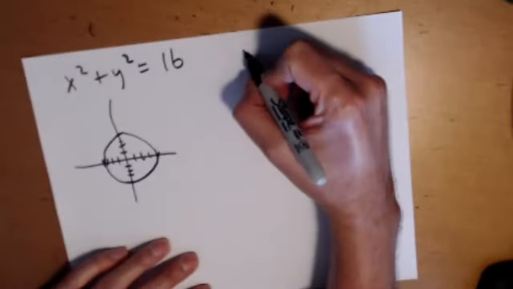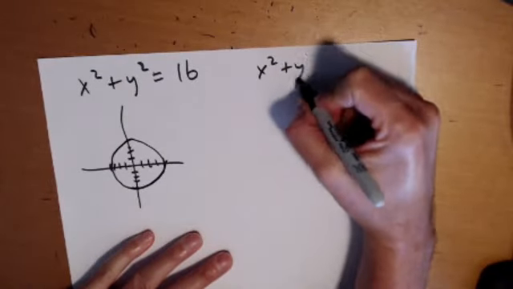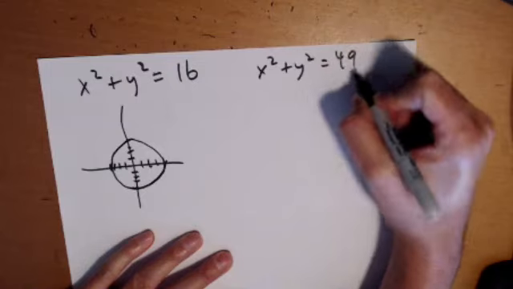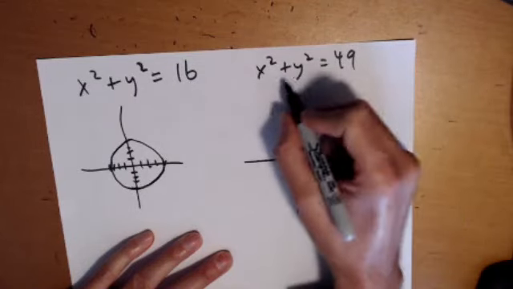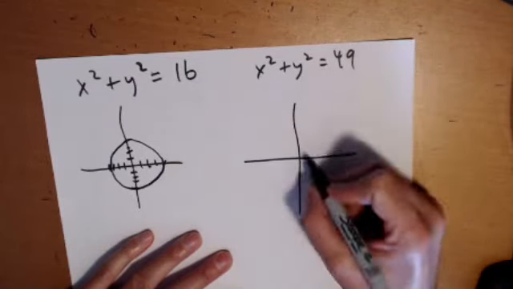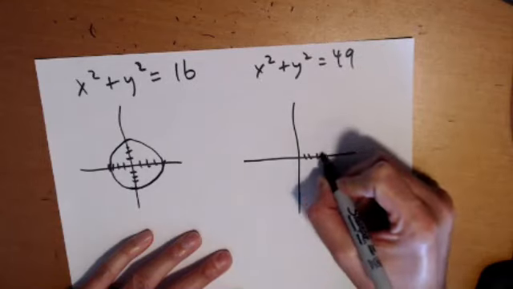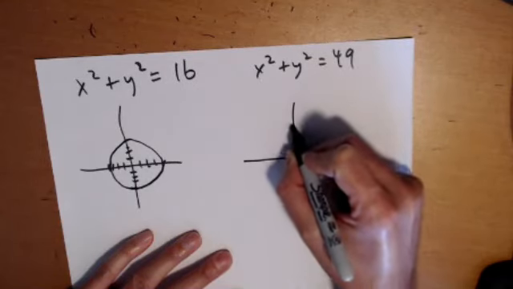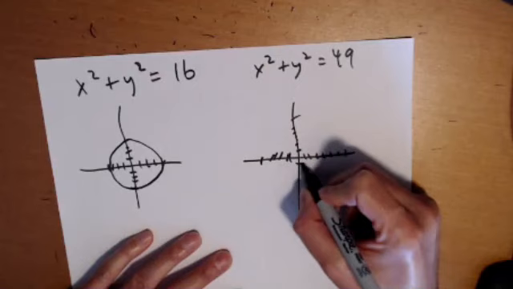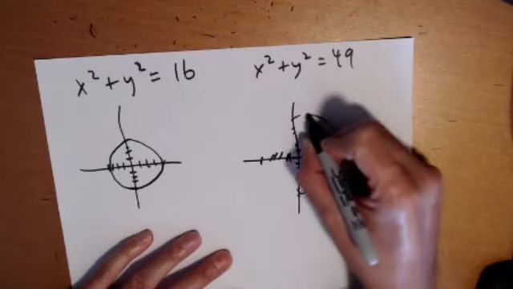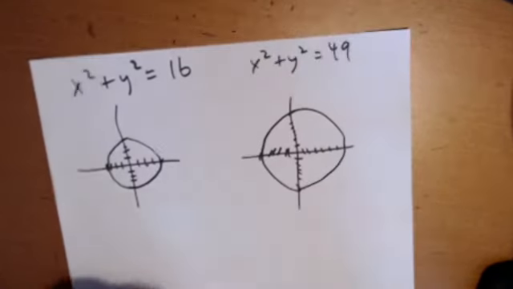Okay, let's try another one. x squared plus y squared equals 49. Left side is x squared plus y squared, right side is a number. Square root of 49 is 7. So go 1, 2, 3, 4, 5, 6, 7 in each direction. Circle. Hey, this is easy.